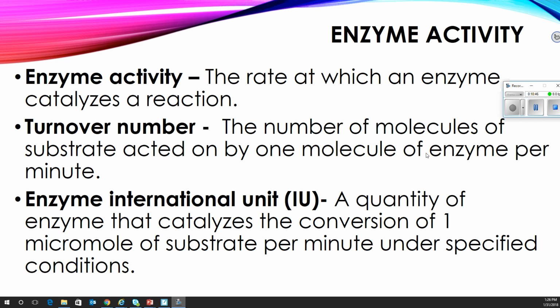Then we've got the turnover number, which is the number of molecules of substrate acted on by one molecule of enzyme per minute. So basically, how many reactions can the enzyme catalyze in 1 minute? And then we've got the enzyme international unit, called IU, which is a quantity of enzyme that catalyzes the conversion of 1 micromole of substrate per minute under specified conditions. So we get a little bit more specific.